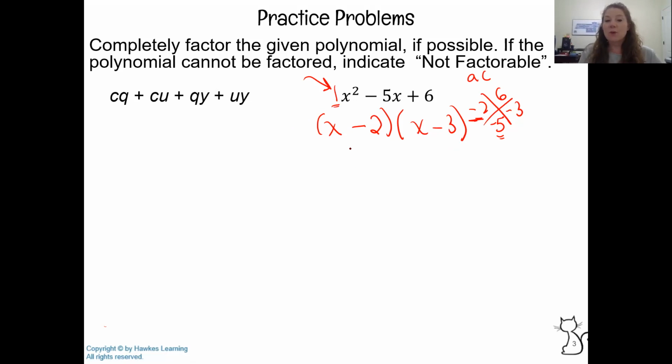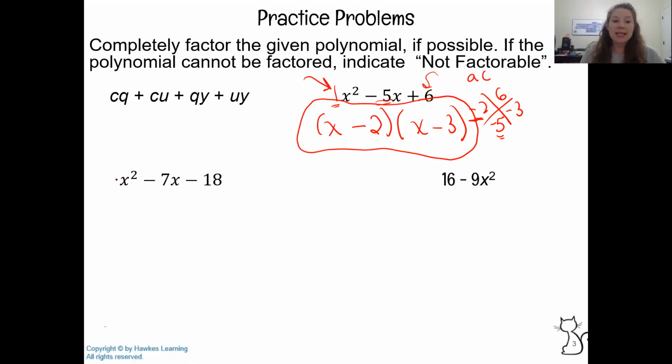So now if we FOIL this, we would get x squared minus 3x minus 2x, which is -5x. And then the last thing we would do is multiply -2 times -3 and get positive 6. So this is actually our final answer, and we did that in just 1 step. So let's try another one where we cut out that middle part of the AC method.